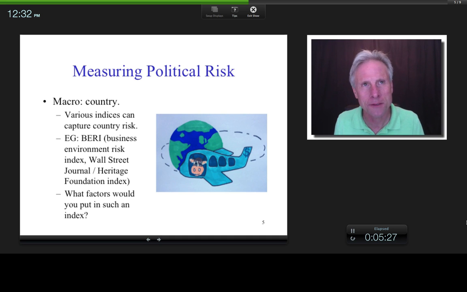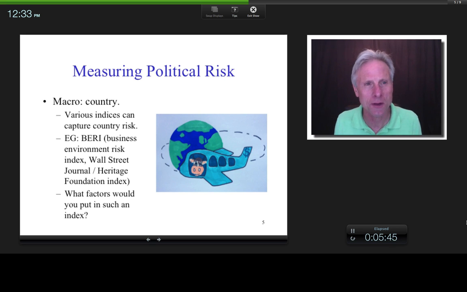Well, what about how free a country's trade is? Ceteris paribus, do you think that would make things more politically risky or less politically risky? Probably less, right?